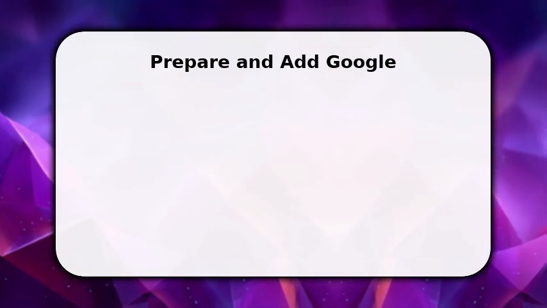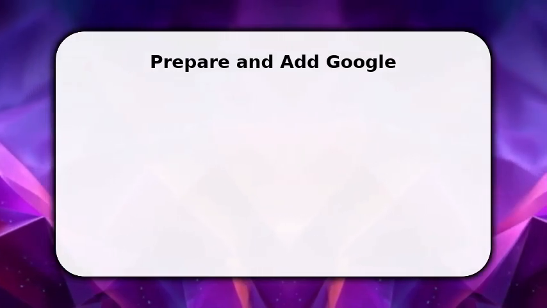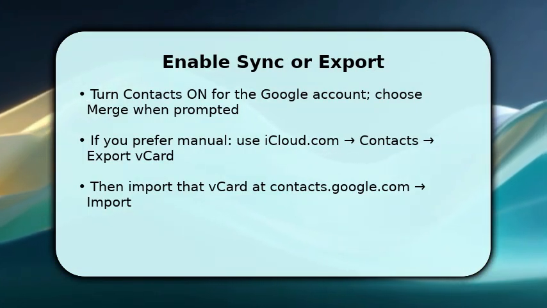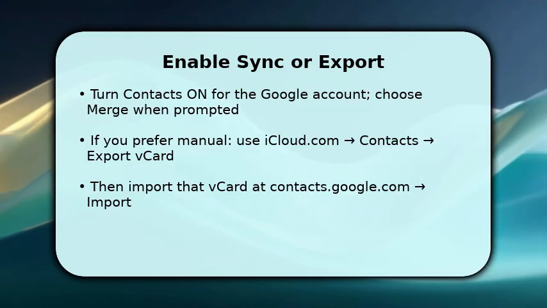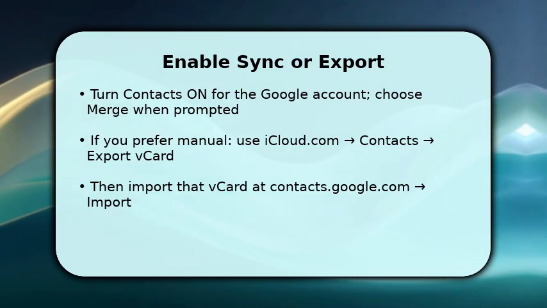This is faster than exporting. You're creating a live sync so future changes update automatically. Now make sure the sync happens. After signing into Google, flip Contacts to On. iOS will ask to merge, accept to copy existing iPhone contacts into Gmail.